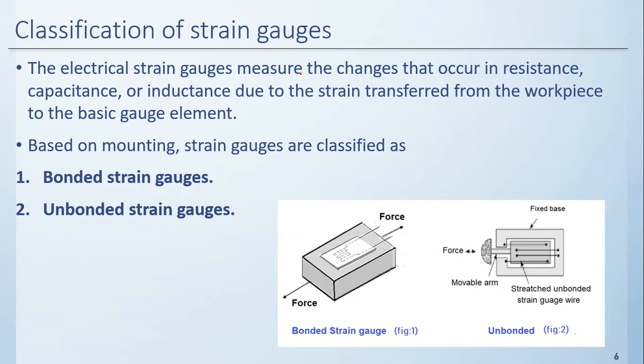Now, your electrical strain gauges. Electrical strain gauges measure the change in the resistance, the capacitance, and the inductance. Those are electrical properties. So they measure the change in these electrical properties due to strain in your electrical component. The strain is transferred from your workpiece, which is undergoing deflection.